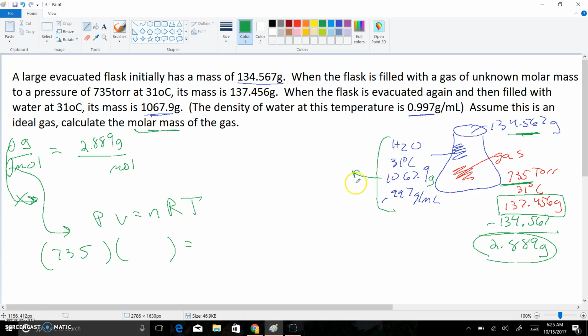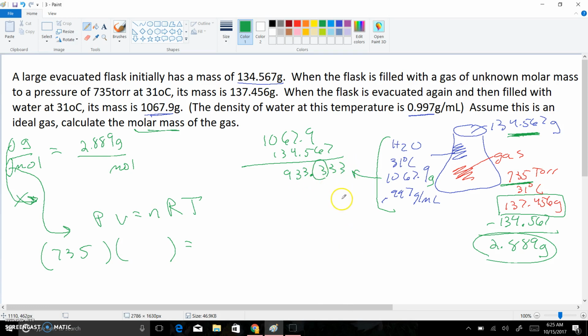So I'm trying to find the volume. I'm going to take 1067.9, and then subtract from it the mass of just the flask, 134.567. That'll get me the mass of the water. If I do that, I get 933.333. Beautiful. Sig fig wise, they both have a point something, so I'd really have a point something here. So I'm thinking 4 sig figs in my head.